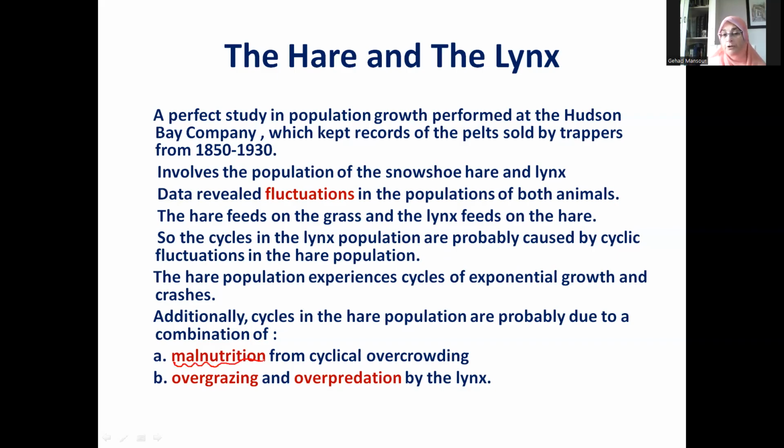and there would be malnutrition because of overcrowding, or there might be overgrazing by those hares, or overpredation by the lynx. So the drop in the population size of the hare might have three main causes: either malnutrition from overcrowding, or overgrazing by the hares, or overpredation by the lynx. But anyways, once the hare drops, then the lynx will drop afterwards, but it would be shifted a bit later.